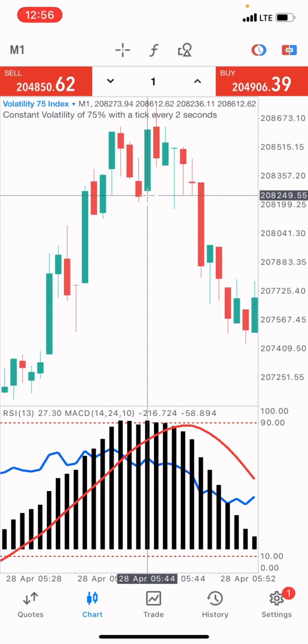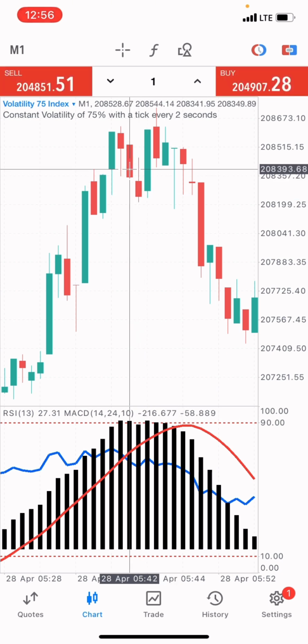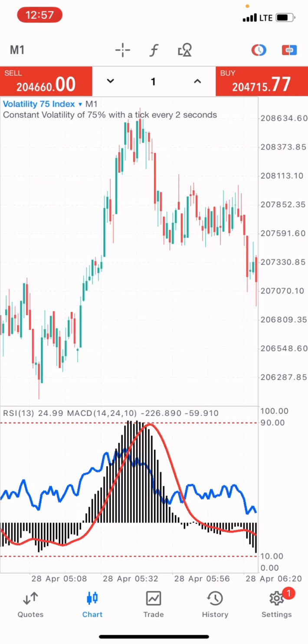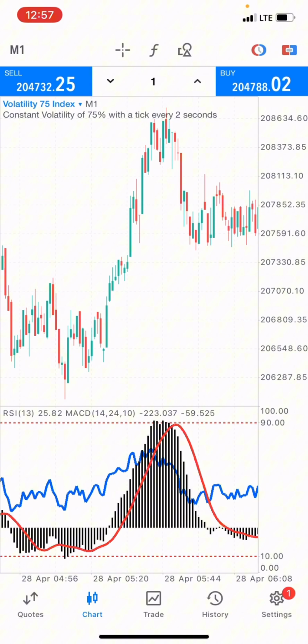Now if you want to hold on this market a little bit, you can still be in a big profit. Take a look at this. From this point, the market sold up to this point. All right, now this is how you can make profit on the volatility 75 index. Right now, let's go over to the buy points. Okay, now let's talk about the buy.